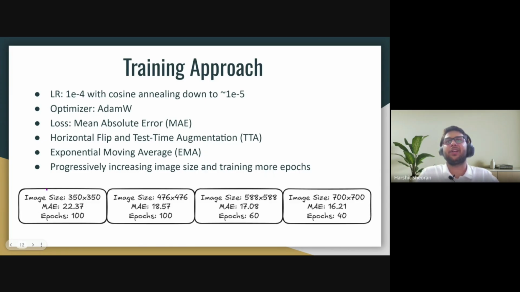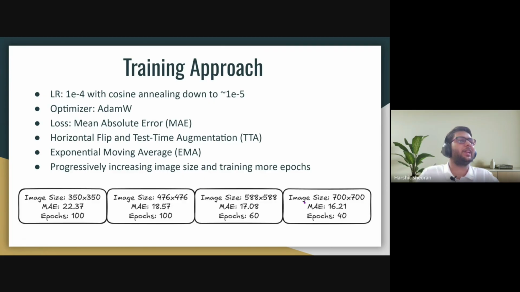Similarly, this is my first full scale training, which is image size 350 times 350. We train for 100 epochs, 22.3. We continue the training, but this time we increase the image size. And then we train for another 100 epochs. We converge to 18.57. We continue the training. This is not resetting. This is continuing the training. By increasing the image size to 588 times 588, we get an even lower score. And then 700 by 700.